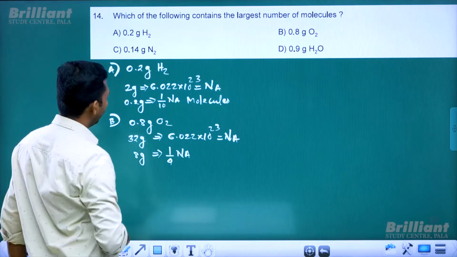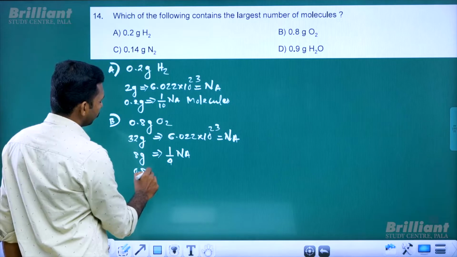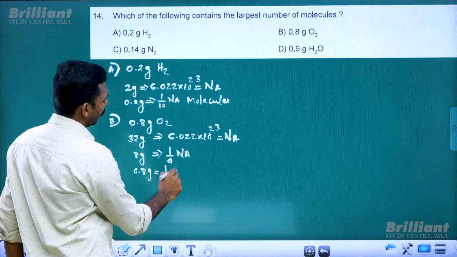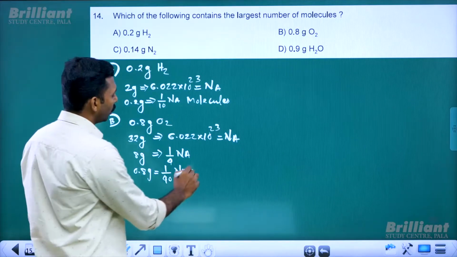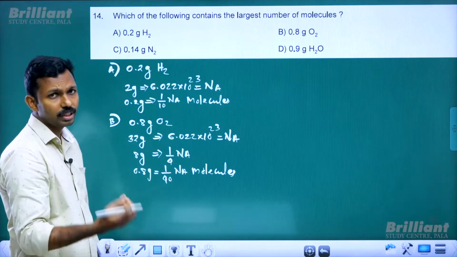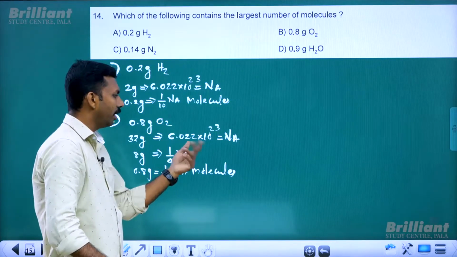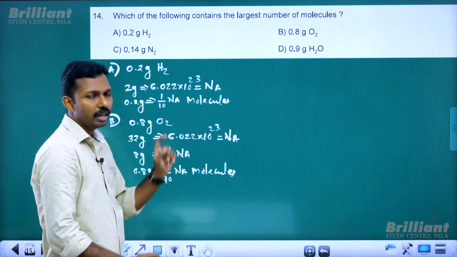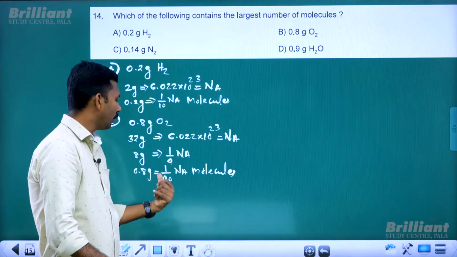So here it is 0.8 gram. So it should be divided by 10. So 0.8 gram is equal to 1 by 4 into 1 by 10. That is 1 by 40 Na. Okay, 1 by 40 Na molecules. Na means 6.022 into 10 raised to 23, right? In order to make it easier, otherwise we have to divide it by 10, divide it by 4, so many calculations. So we can use this symbol Na. Avogadro number is represented by the symbol Na, N subscript A. So that is why I am writing 1 by 40 Na.